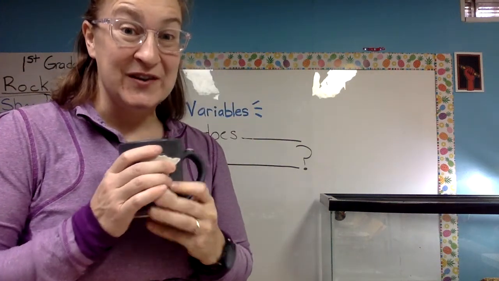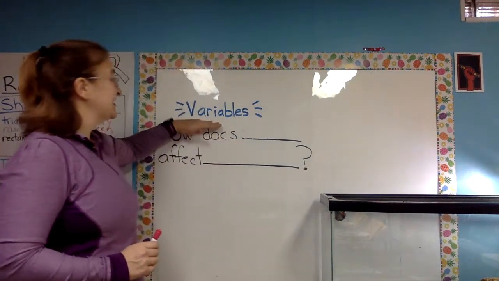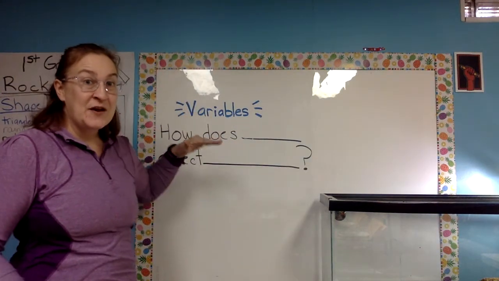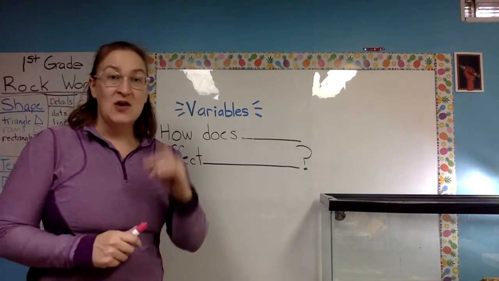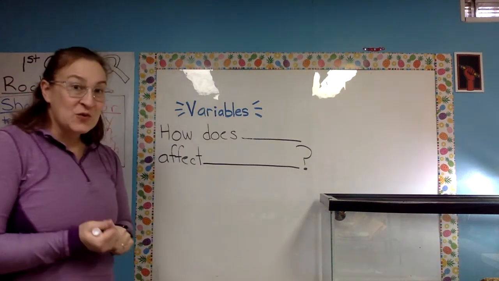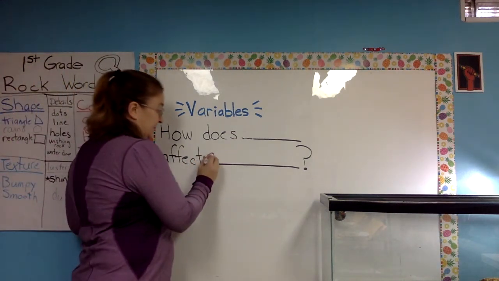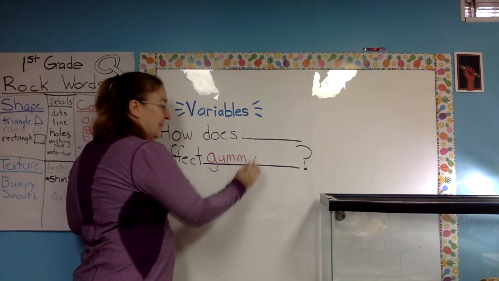Hello, fifth graders. We have another great science week here, and our big science idea is variables. Variables are anything that can get changed in a science experiment. We have already done two big variable labs. Our first one was called the gummy bears, and we use this question a lot about gummy bears.